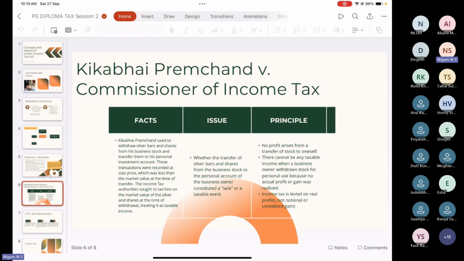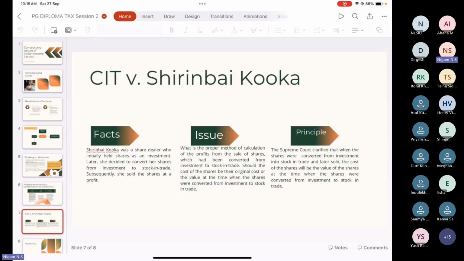Now, this case was then followed by another very interesting case called CIT versus Shirin Bai Kuka, which initially was in the Bombay High Court, and what I'm discussing here is the Bombay High Court decision, but it was then confirmed by the Supreme Court as well. In this case, Shirin Bai Kuka was a share dealer who initially held shares as an investment. Later on, she decided to convert her shares from investment to stock in trade.